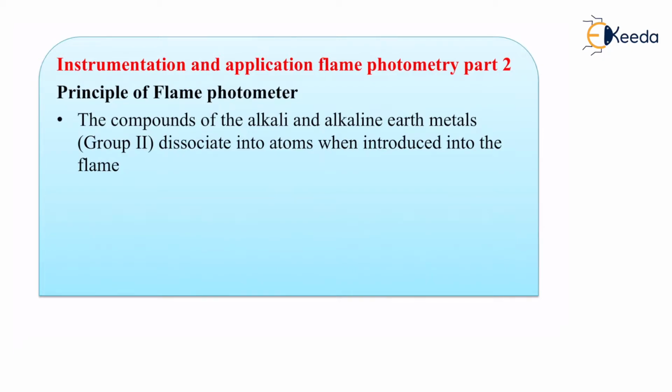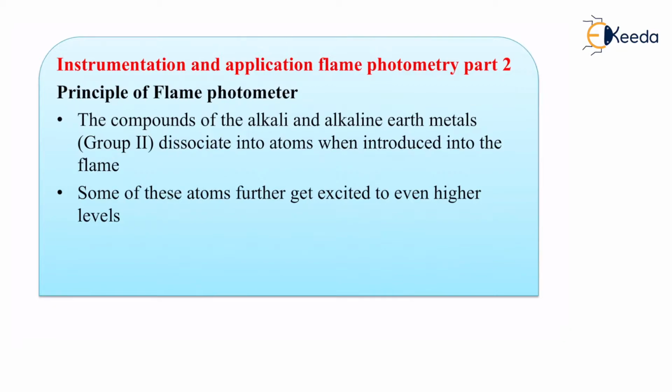Group 1 and group 2 come on the leftmost side of the periodic table and they consist of the S block. All these elements are metallic in nature and they dissociate into their respective atoms when they are introduced to the flame. Based on this principle, the entire flame photometer works. This principle is very important. Some of these atoms further get excited to even higher levels.